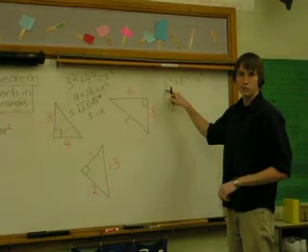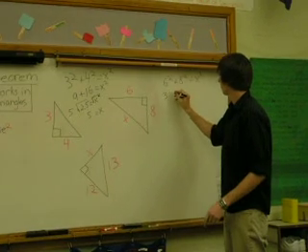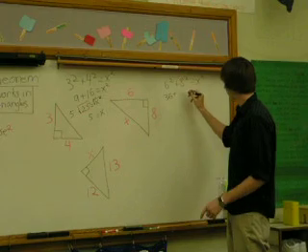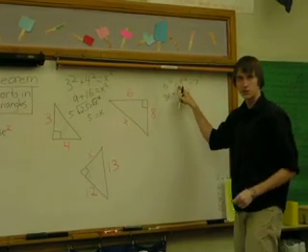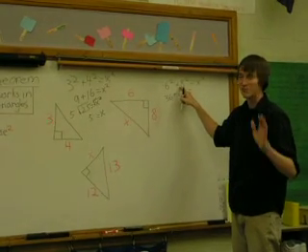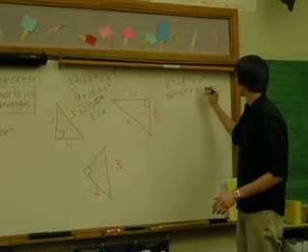And 6 squared, 6 times 6 is? 36. Good job. 36. 8 times 8 is? 64. 64. Good job. And if you have problems on these, don't be afraid to use a calculator. Calculators are our friends if we need to use them, so go ahead. Don't worry about it. So 64 equals x squared.